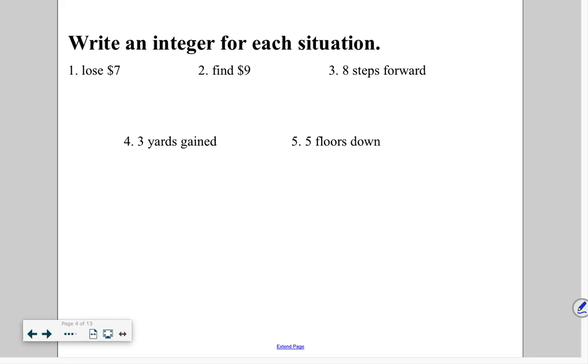Our definition here says, write an integer for each situation. If I lose $7, what would that look like as an integer? It would be a minus, so I'd put my dollar sign, because I'm talking about money, and then a -7. A -$7. What about if I find $9? What kind of number would that be? A +9.